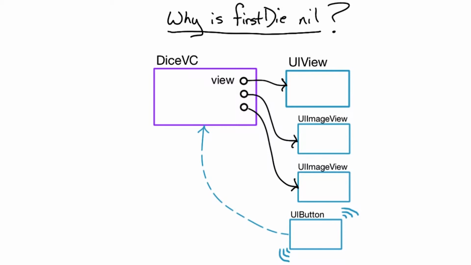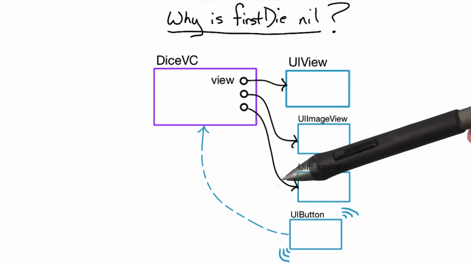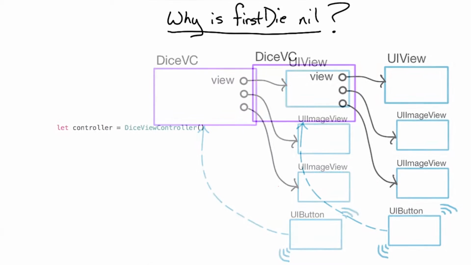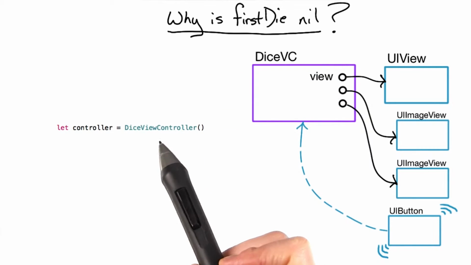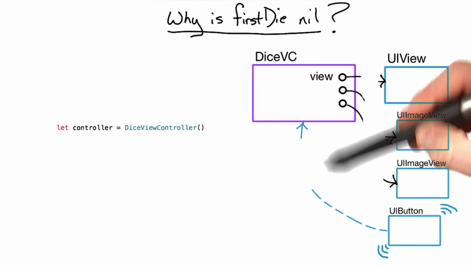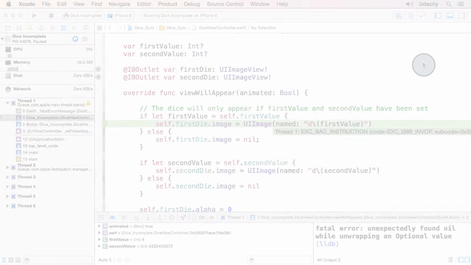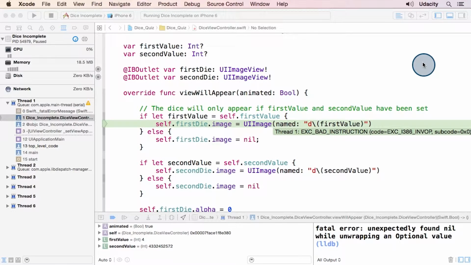If we look back at our object diagram, we're reminded that these outlets to our views were created in Storyboard. We created this instance of Dice View Controller without Storyboard. So that means these outlets, these views, and this action don't exist yet. So that's a problem. So in order to get rid of this error, we need to get a fully assembled Dice View Controller from Storyboard.